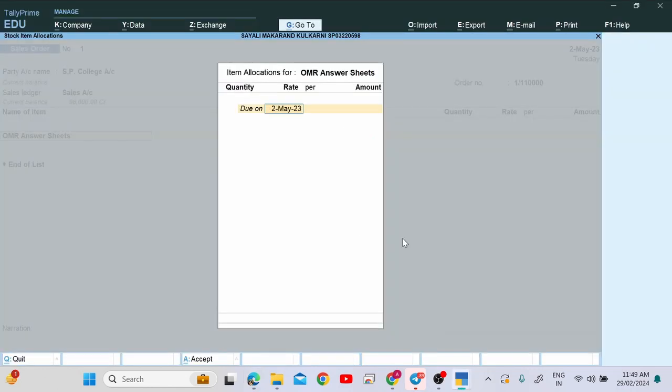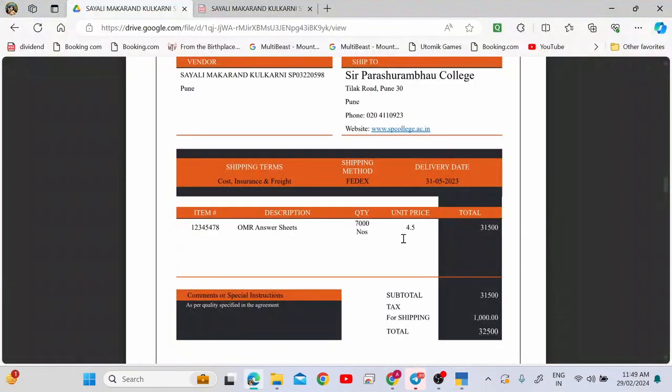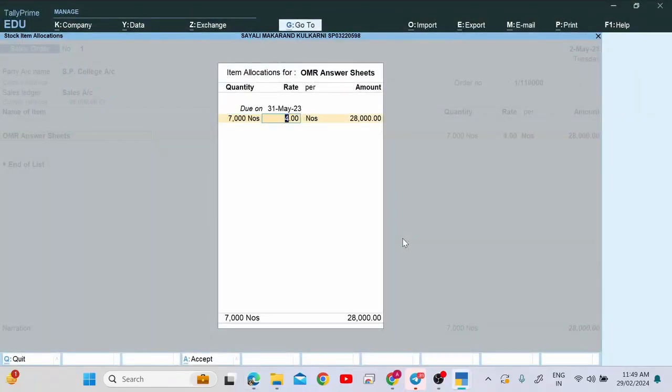But we are getting. And then due on which date that will become due, SP wants that on or before 31st May, say 31st May. And then quantity, how many sheets, 7,000 say. And then rate. One error you have got from Tally. What was that error? Pressed enter immediately. Error, that means what?